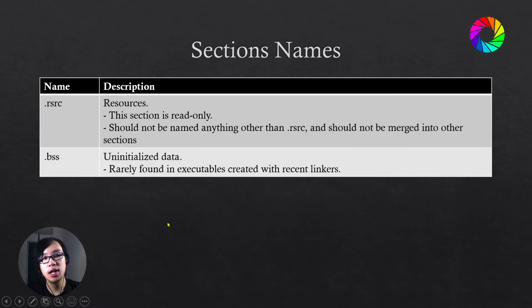After that, the resource table, we are using the .rsrc, which is the short form for the resources. This section is read only and should not name anything other than this name and should not be merged into other section. Then the .bss section is the uninitialized data, rarely found in the executable created with the recent linker.